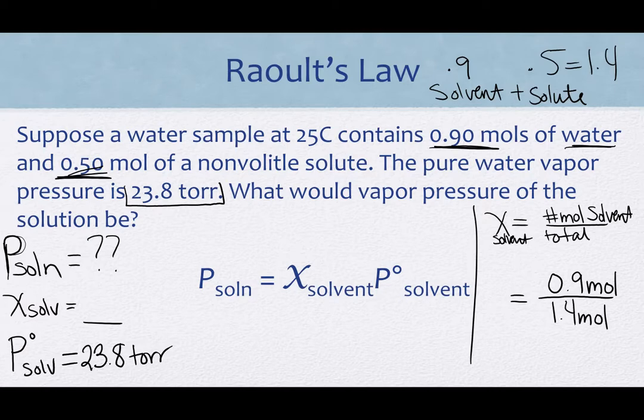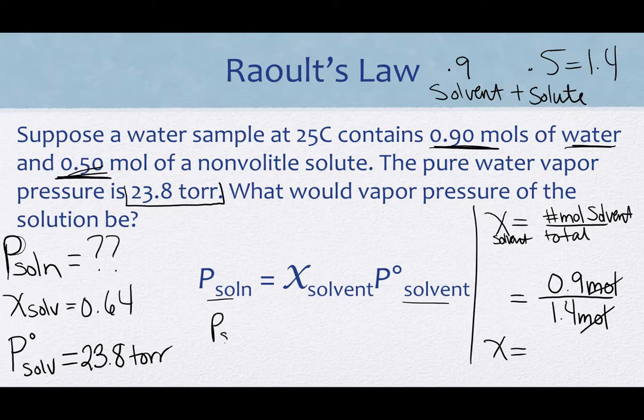Okay. I've got moles on top. I've got moles on bottom. So technically this idea of a mole fraction is a unitless number, which is handy because we've got pressure and pressure. We don't want that to have a unit. So I'm going to take 0.9 divided by 1.4. And I see that the mole fraction is 0.64. Okay. I've got 2 of the 3 variables. Now it's plug and chug.